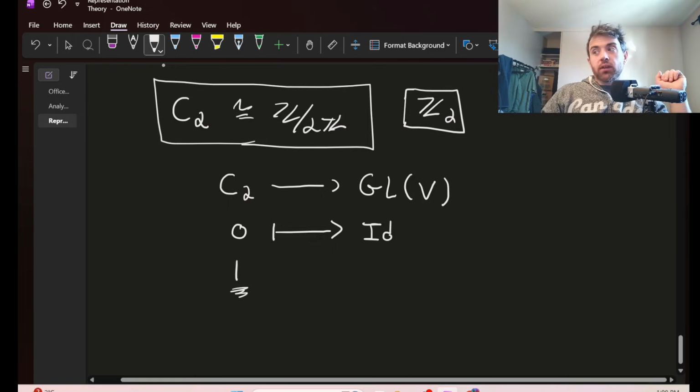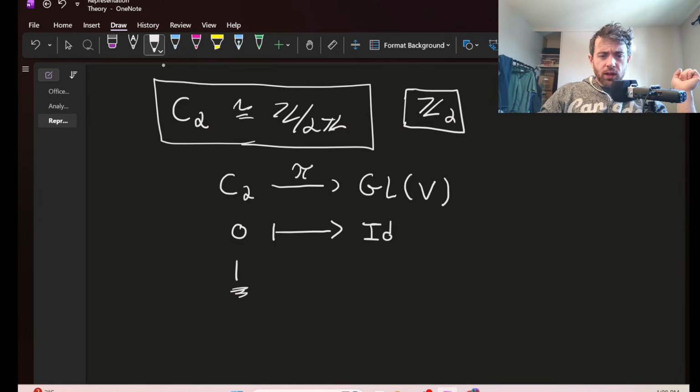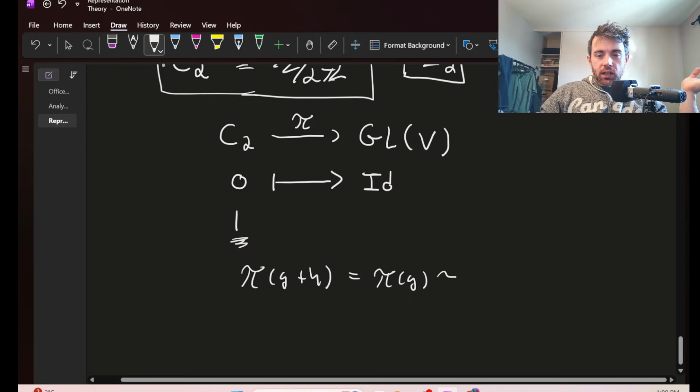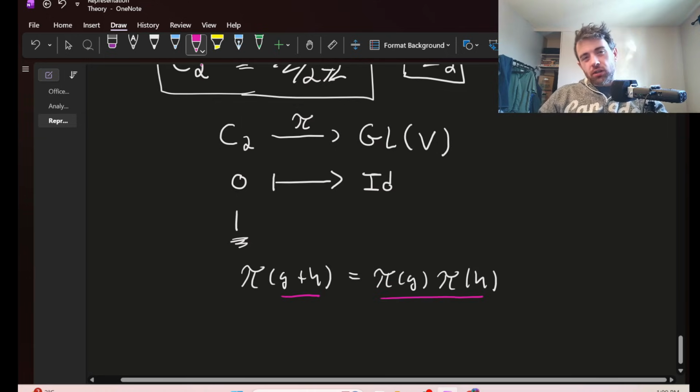Now, a priori, it may seem that our choices are wide open. However, if I look at this, I'm going to write pi for this homomorphism here. Remember that this has to be a group homomorphism. So what does that mean? That means that for all elements of our group, I'm going to write it additively now, pi of g plus h has to be pi of g, and I'm going to write it multiplicatively on the other side. This is just because generally for abelian groups, we like to write things additively. For matrices, we like to write things multiplicatively.